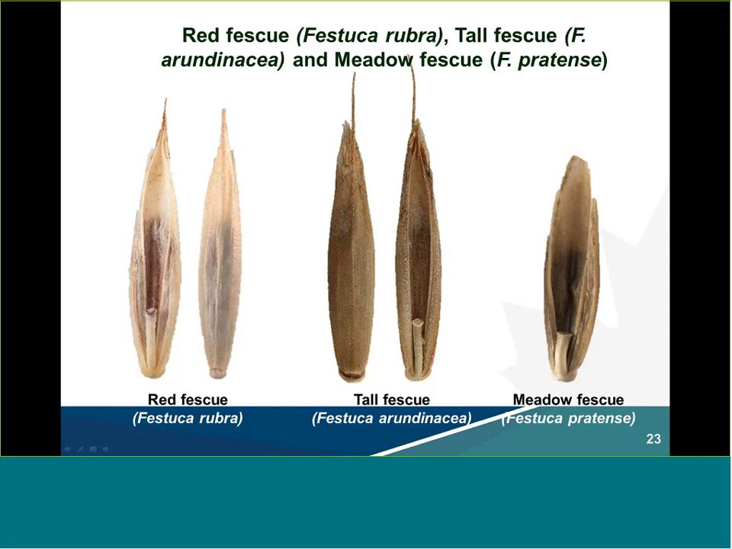The lemma in tall fescue, the next one, is dark, dull, and thick. What you may or may not be able to see here is that it is granular, meaning that there are little tiny minute warts or bumps regularly scattered all over the lemma and the palea. And hopefully you'll be able to take a look at some tall fescue, if not in this course, then back at your labs, and see this for yourself.